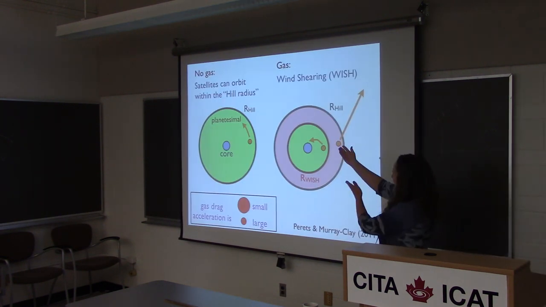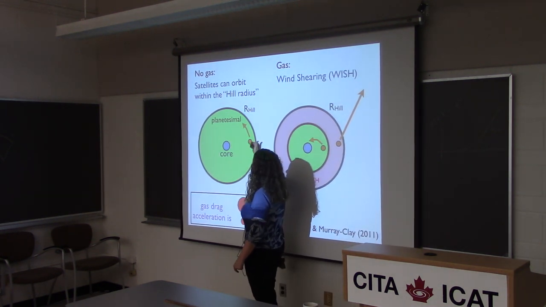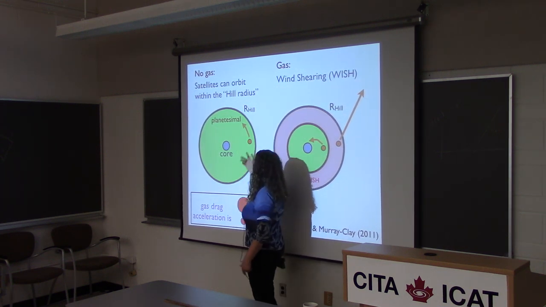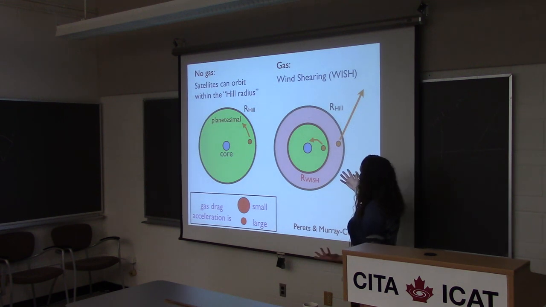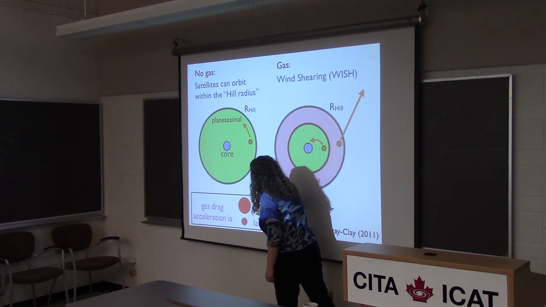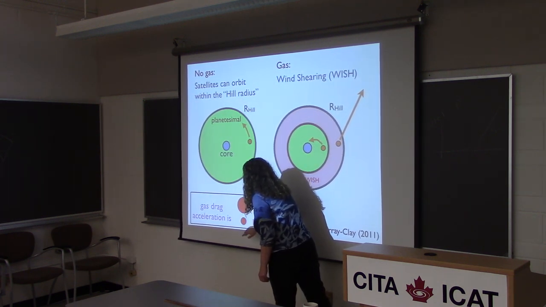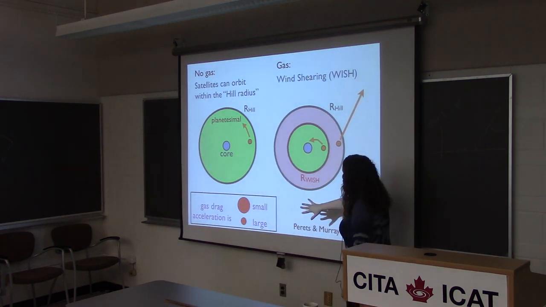So if you have no gas, satellites can orbit your core within a Hill radius. This is the radius where tidal gravity pulling away from the core is balanced by the core's self-gravity. That's where you can have, for example, the Moon orbiting around the Earth. It has to be within the Hill radius. In the presence of gas, there's an additional force, and that's coming from gas drag. On a large body, gas drag is small because you have a small surface area to mass ratio. Your acceleration is large on a smaller thing because you have a large surface area to mass ratio. So this is size dependent.